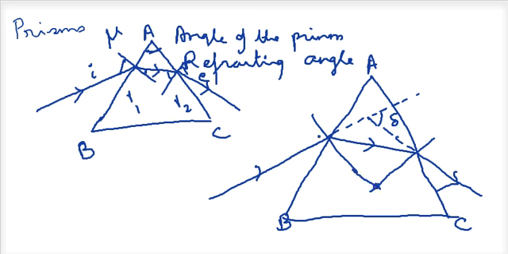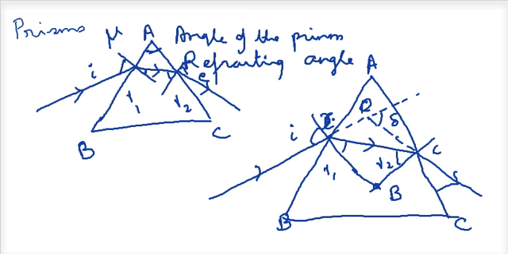So let's put some names. This is I, I have already mentioned. This is R1, this is R2, I have already mentioned. So let me call this B, let me call this C, and then let's call this cyclically B, C, D, E.